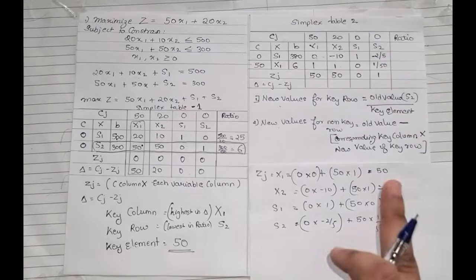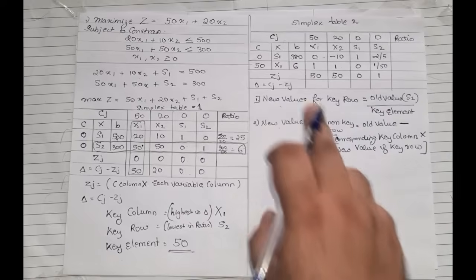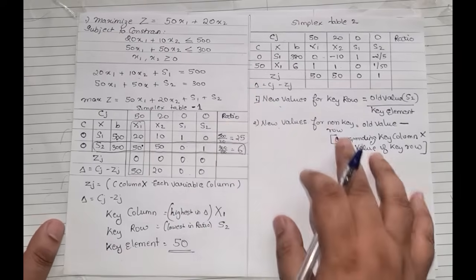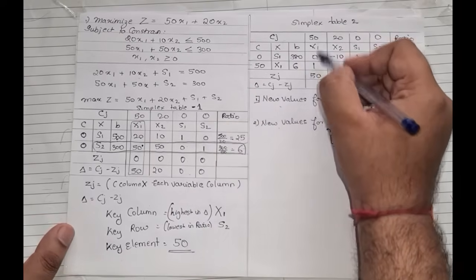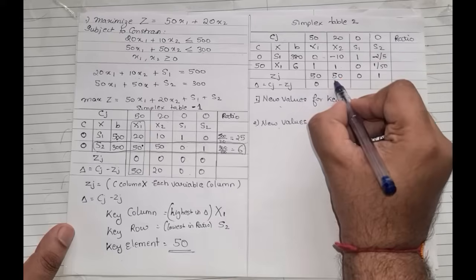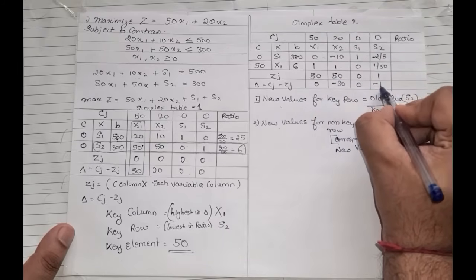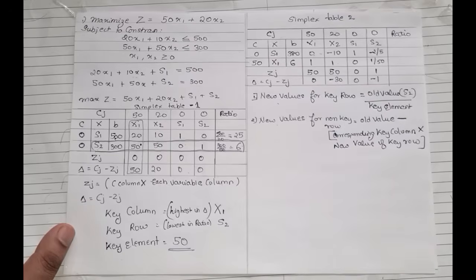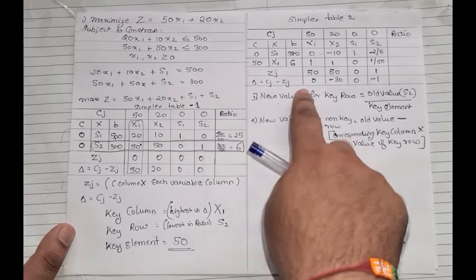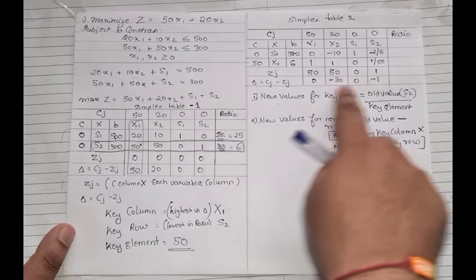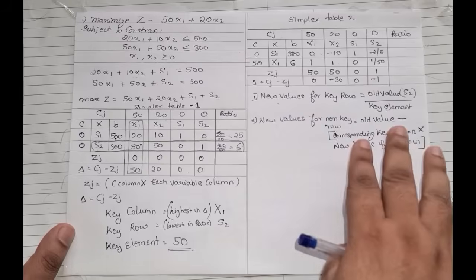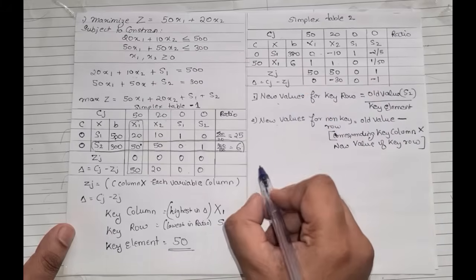Once I have got those values, I can easily find the last row, that is cj minus zj. So 50 minus 50 is 0, 20 minus 50 is negative 30, 0 minus 0 is 0, and 0 minus 1 is negative 1. Now this is your main key point: whether you need to go ahead with the sum or the sum gets over here itself.